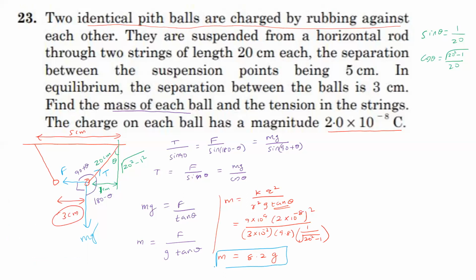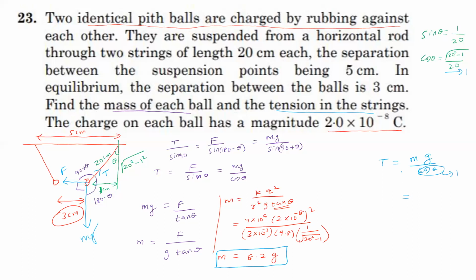And we need to find the tension in the string. To find tension, listen here. Tension is equal to mg by cos theta. So tension is equal to m into g by cos theta. Cos theta we take almost 1, because square root of 20 square minus 1 by 20 is almost 1.